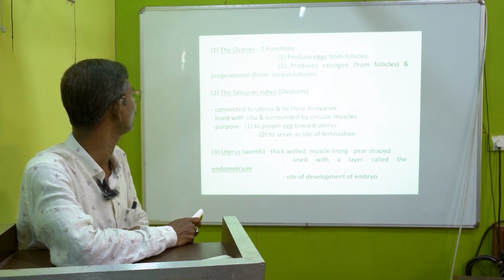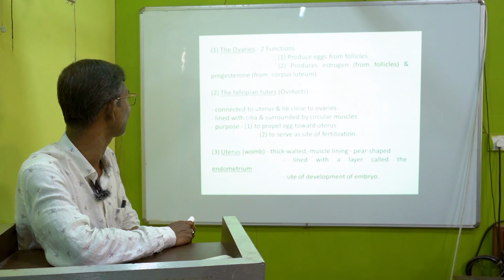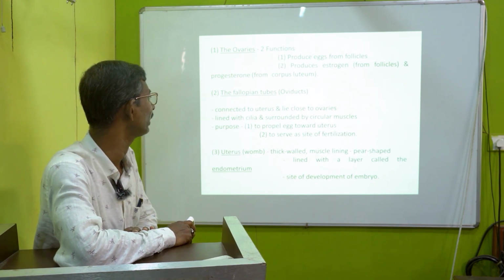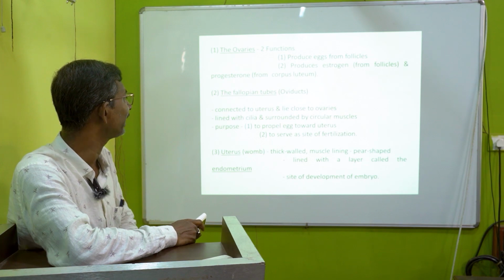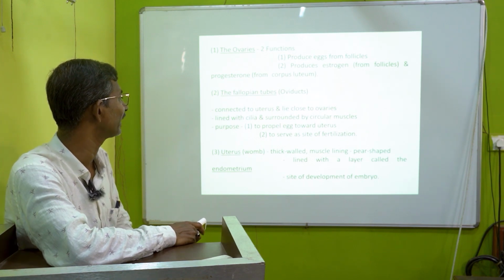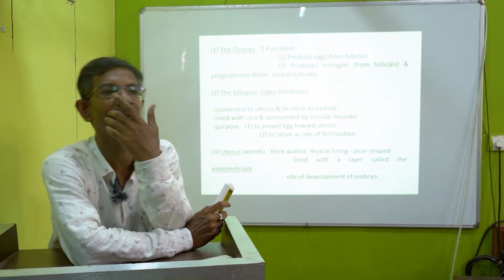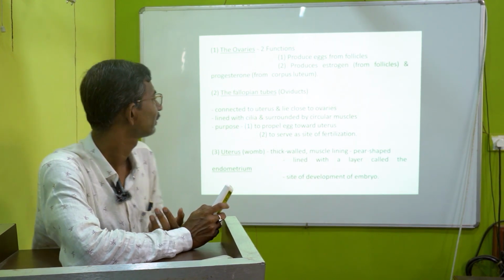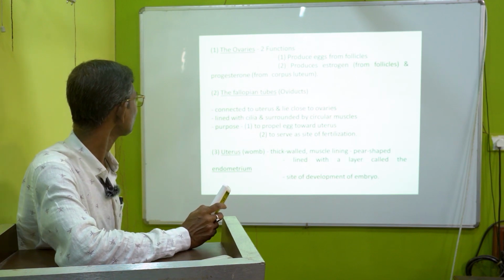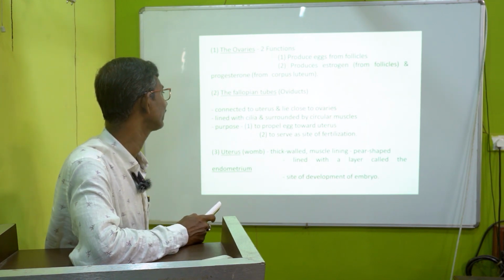The fallopian tube, that is the oviduct, is connected to the uterus and lies close to the ovaries. It is lined with cilia and surrounded by circular muscle, to propel the egg towards the uterus and to serve as a site for fertilization. The fallopian tube is the actual site where fertilization takes place.